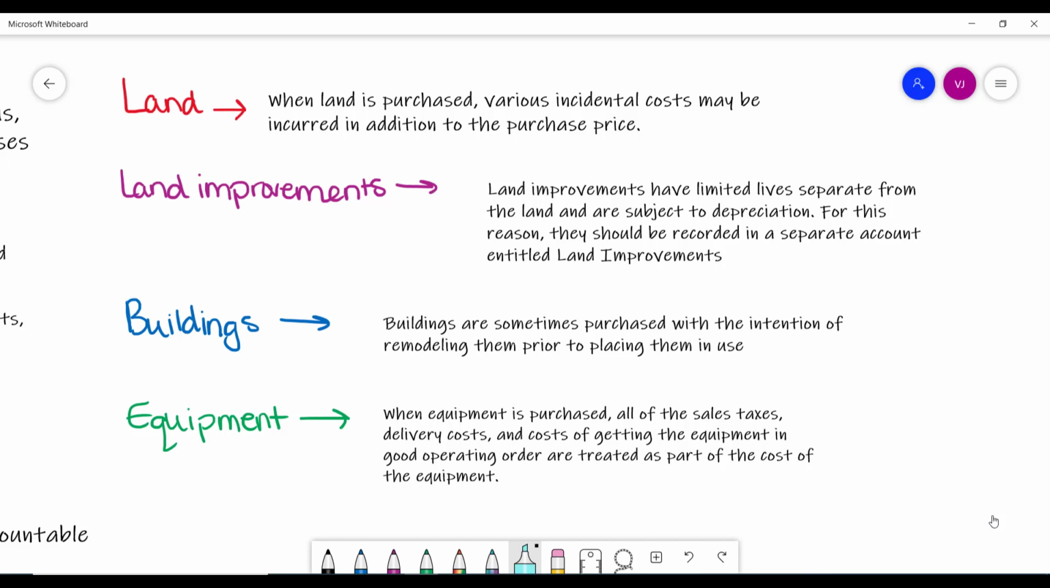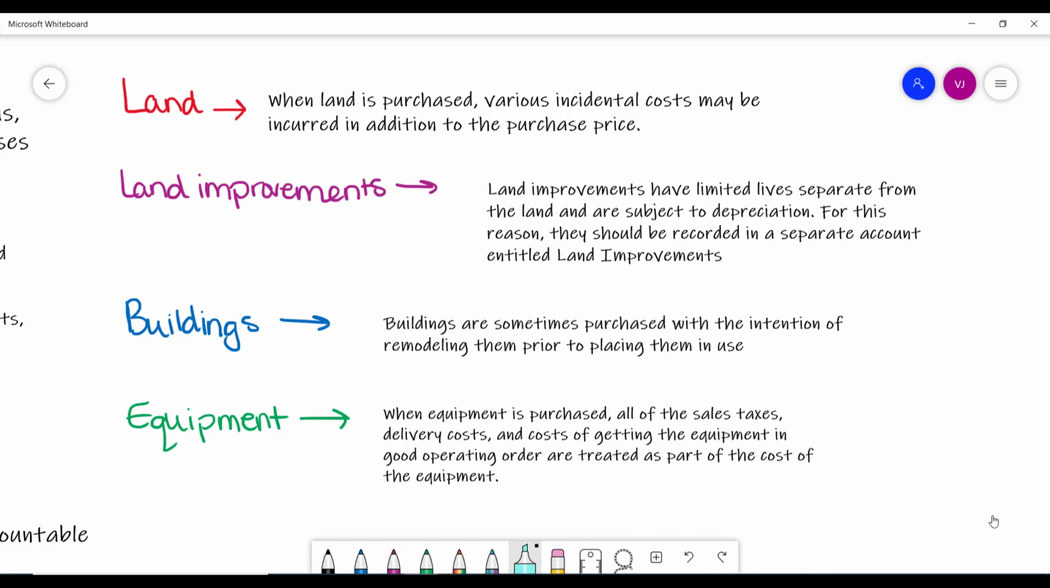And lastly, with equipment, same idea as the machine we just talked about. When equipment is purchased, all of the sales taxes, delivery costs, and costs of getting the equipment ready to go are all considered part of the equipment's total cost. So it's not just the purchase price that we add into the account, but all those other necessary costs to get something like a piece of equipment ready to go.